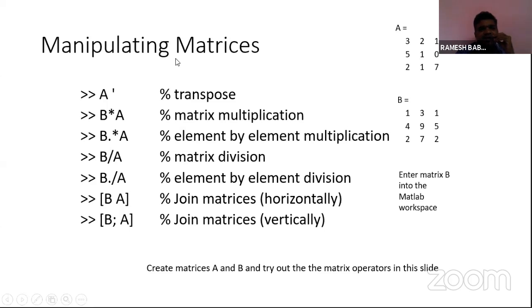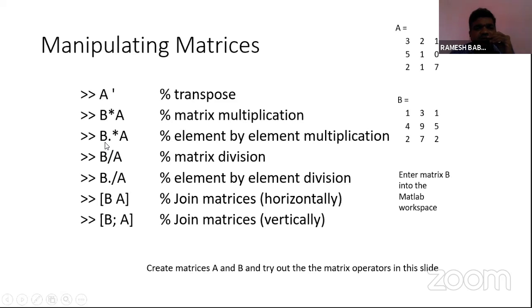Then how to manipulate these matrices? This is A, and in the superscript, if you give a single quote, then we'll go for a transpose of that particular matrix. Because all the variables whatever we have assigned here in MATLAB are taken as matrices only. So this is the A matrix, and in the superscript we kept a single quote, then it indicates the transpose of the particular matrix. And B star A indicates the multiplication of this matrix to this matrix. So matrix multiplication will occur.